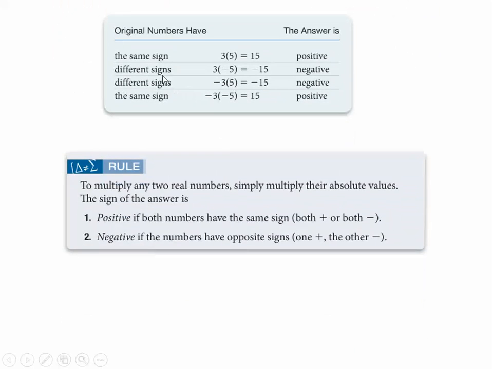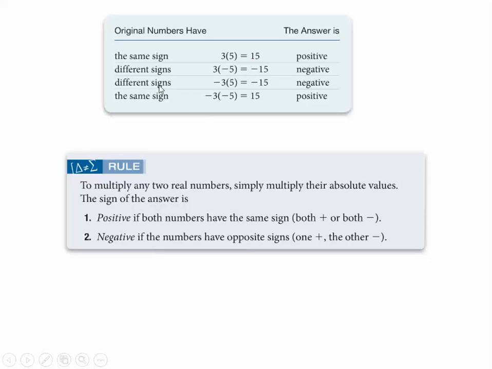All right, and probably the easiest rule here is this right here. If you have the same sign, whether it be 2 positive numbers or 2 negative numbers, if you multiply them together, you're going to get a positive answer. So a positive times a positive is a positive. Also a negative times a negative is a positive. So those both give you positives.